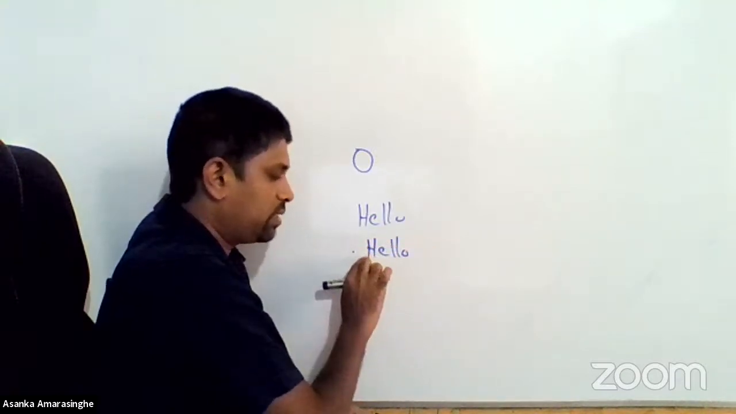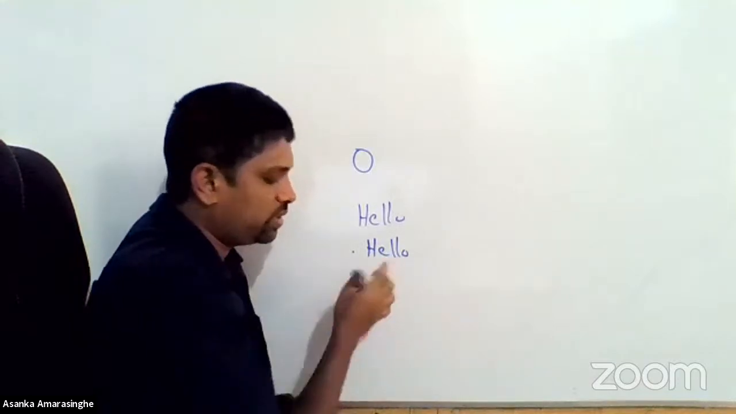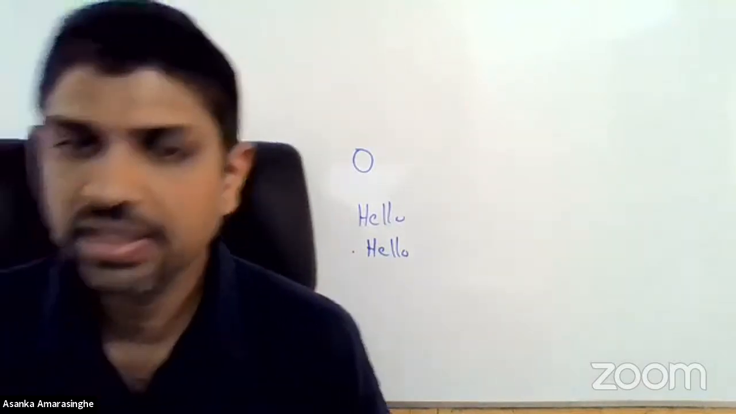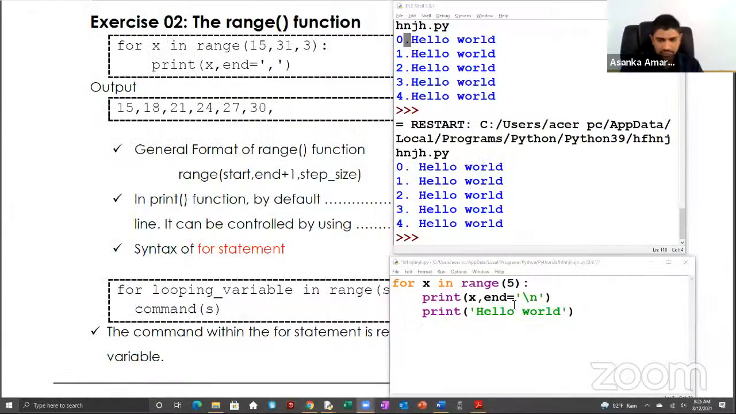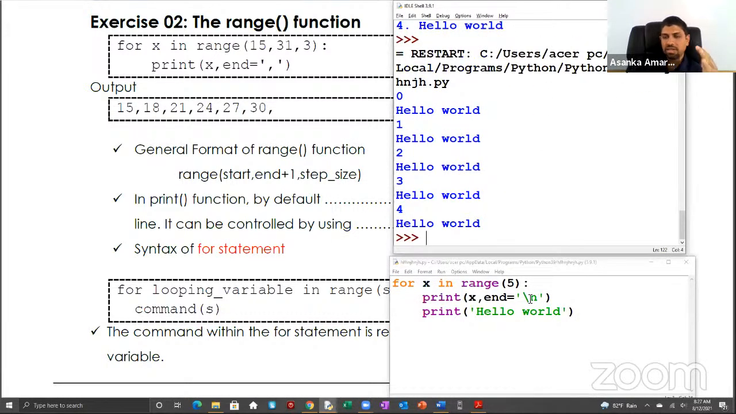Once after each print, it automatically goes to a new line. In other words, the default end is a new line. If you put a new line for end, you can see it is the same as without using anything. The default end is a new line. So you can use the keyword end in order to end with a different pattern.